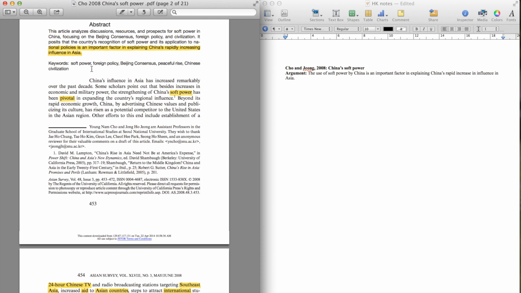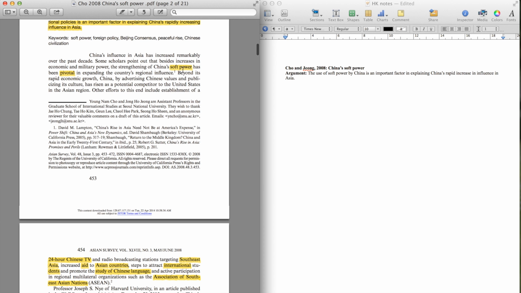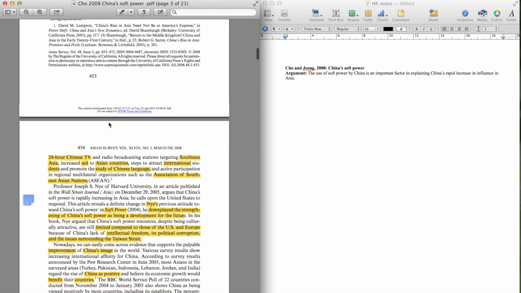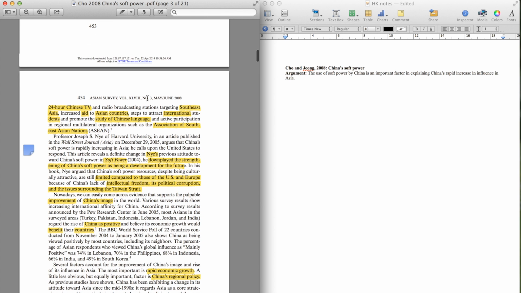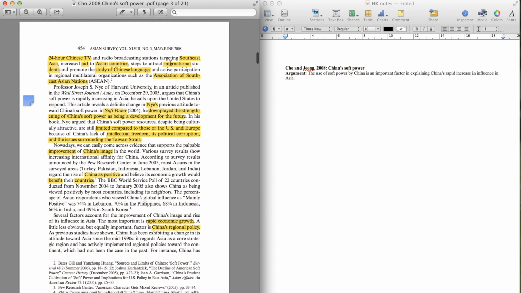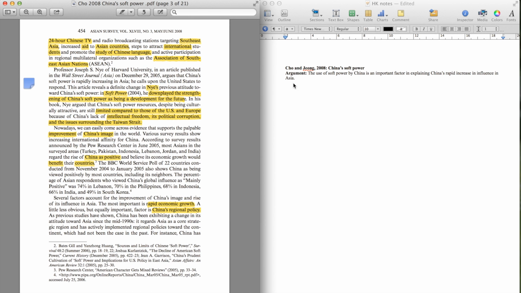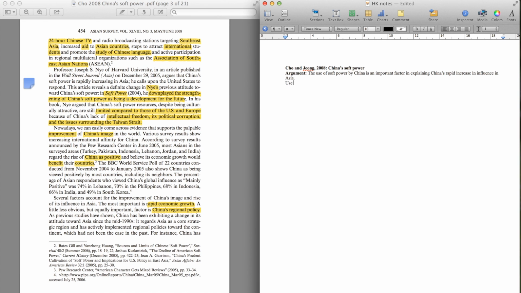We'll see. Okay, so quickly reading through this, we've got, okay, right, soft power, pivotal. We've got, okay, so apparently it was using 24 Chinese TV. It's got language study. It's using participation in multilateral organizations. So I might want to note that down. So we've got uses of soft power. So we've got a couple of instances here.